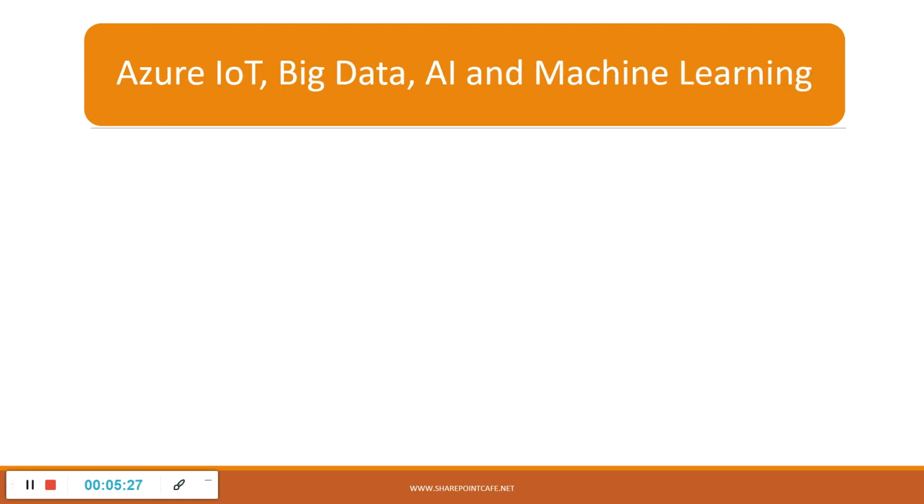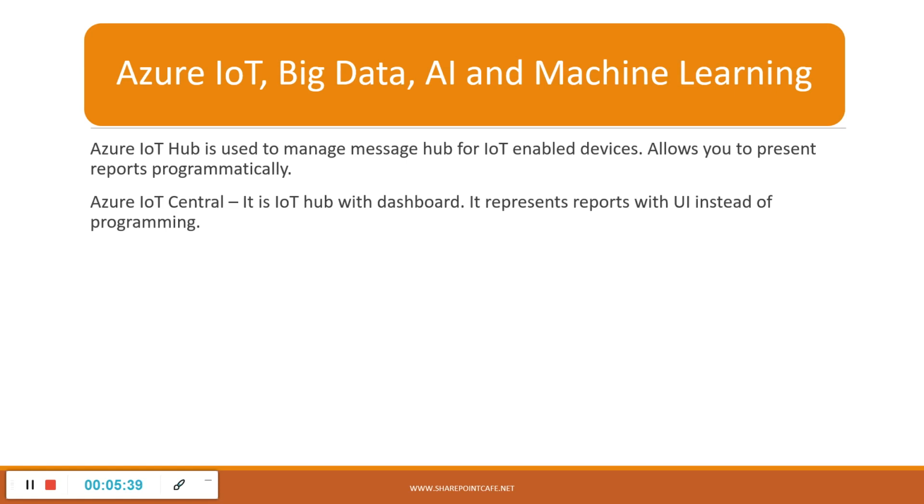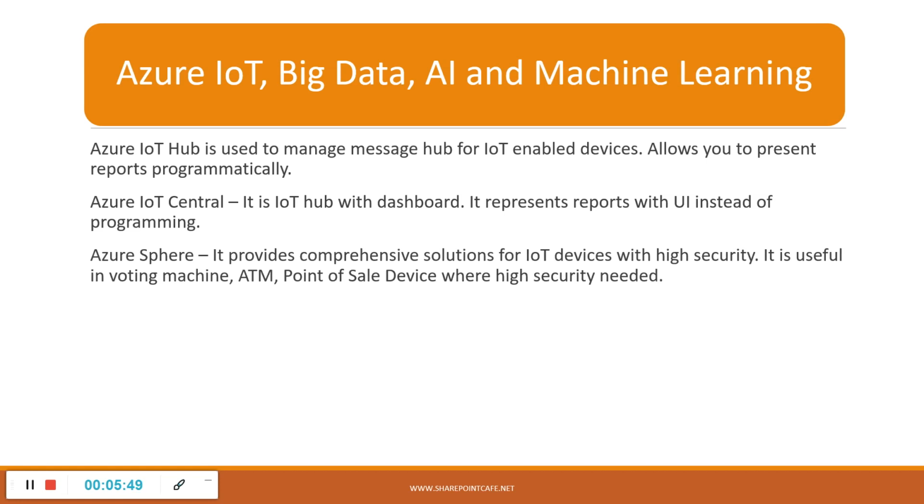The next topic is Azure IoT, Big Data, AI and Machine Learning related. Azure IoT Hub is used to manage message hub for IoT enabled devices, which allows you to present reports programmatically. On the other side, Azure IoT Central is IoT Hub with a dashboard. So it represents reports with UI instead of programming.